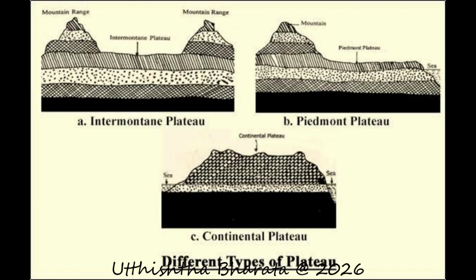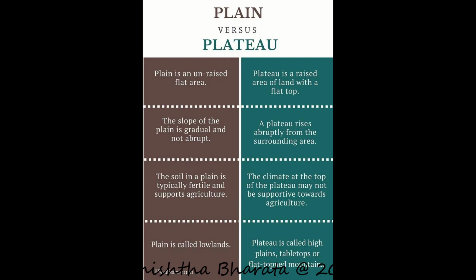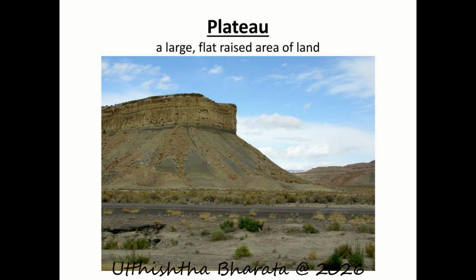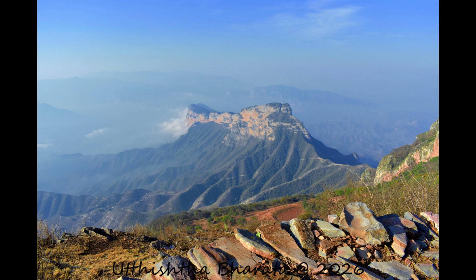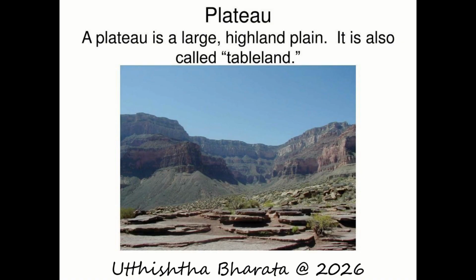Understanding plateaus as landforms. Generally, they are referred to as an area of high ground, usually 500 feet above the ground level. They are uplands. They have steep slopes on one side. The upper part is generally flat. It's referred to as tableland.